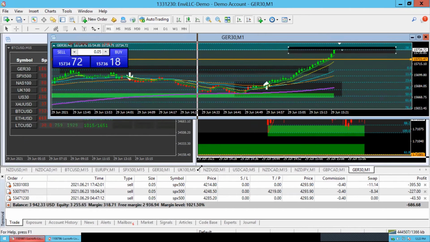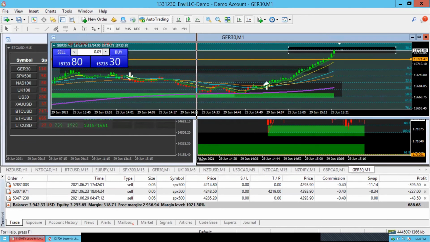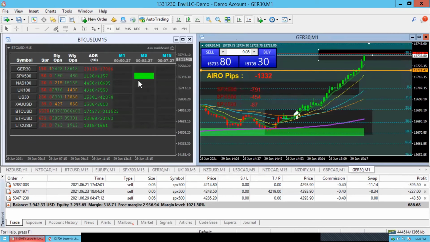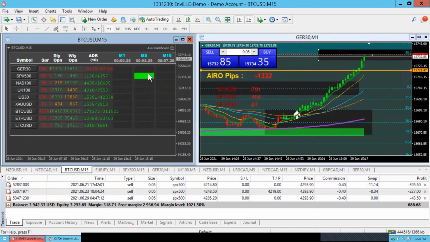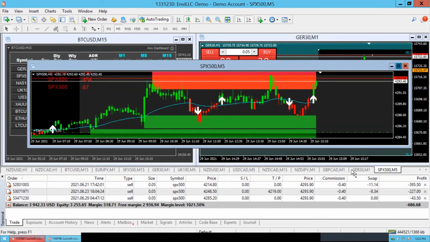Nice little trade there. And let's see anything else we have here. Oh, the S&P. Let's see what the S&P's got showing for us. Actually, I already have this thing drawn out.